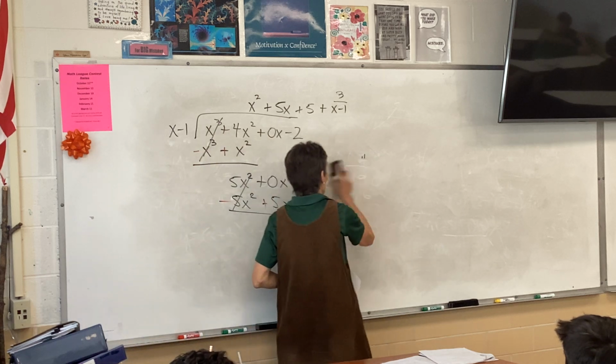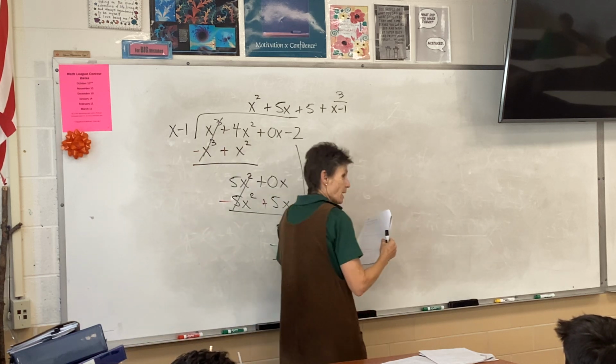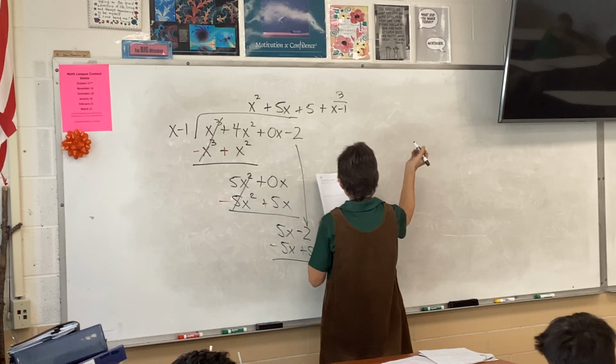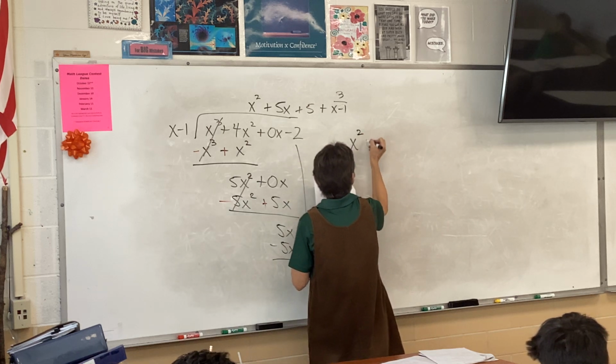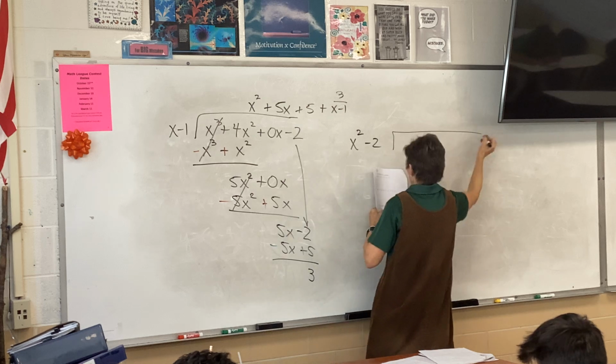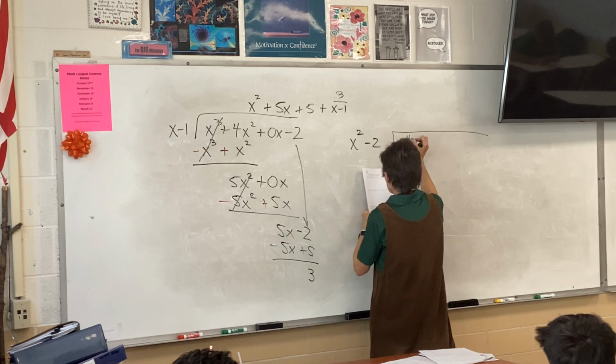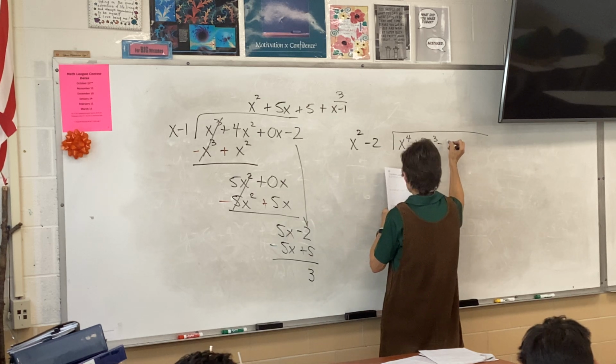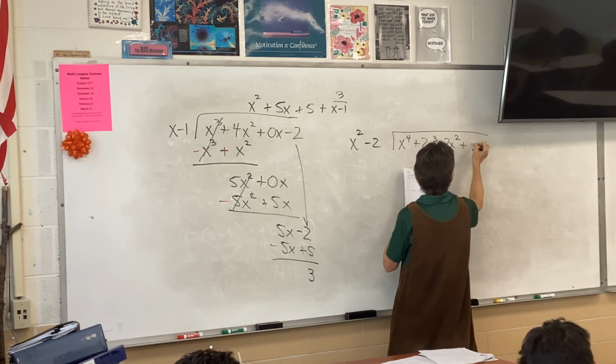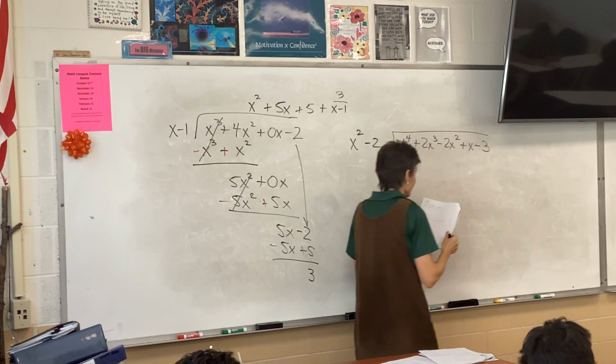Alright, let's do one more long division, and then we're going to practice synthetic, which is so much more fun. So x squared minus 2 into x to the 4th, 2x cubed minus 2x squared plus x minus 3.